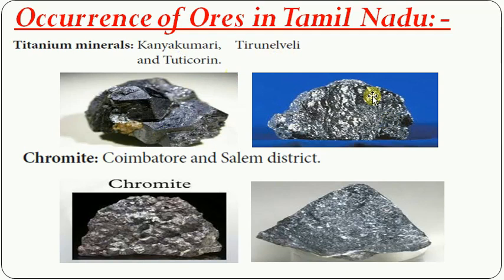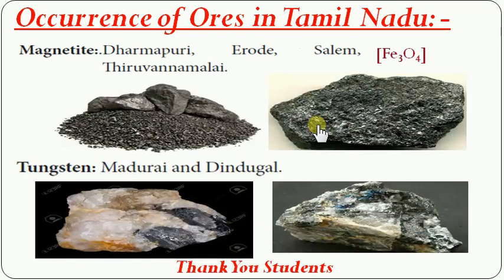The next, titanium minerals, are available in Kanyakumari, Tirunelveli and Tuticorin. This is the ore you could see, with a dark grey color. The next, chromite ore, is available in Coimbatore and Salem district. You could see the ore color and the image of the ore. The next one, magnetite ore, is available in Dharmapuri, Erode, Salem and Tiruvannamalai. The formula for this is Fe3O4. Similarly, the tungsten ore we call wolframite, which is available in Madurai and Dindigul. These are the pictures of the ore.